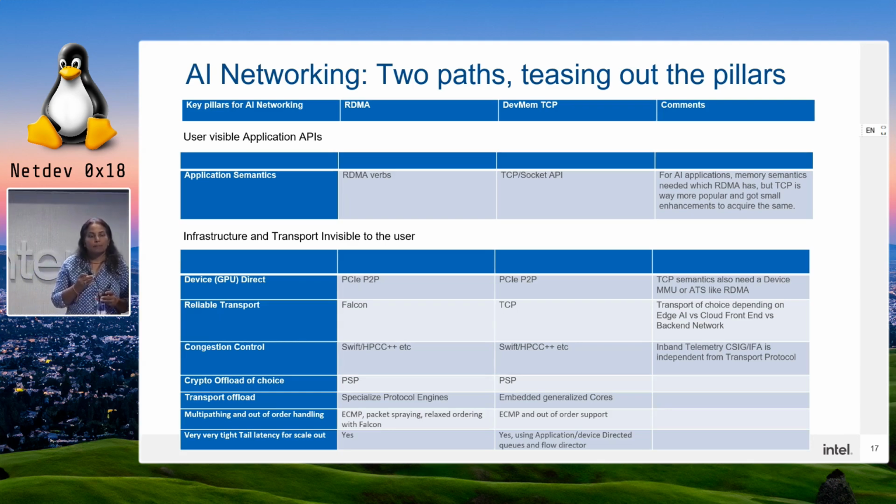So on the slides under transport offload, DevMem TCP, embedded generalized cores, it's hard to imagine how that would ever compare in performance to specialized protocol engines. I think all the work in TCP, when you get down to it, if the engine is still running in a general core with the general OS, it's hard to imagine how that's going to achieve the performance needed in AI/ML. I suggest you could change one word here, instead of generalized, specialized. And that implies a whole bunch of stuff.